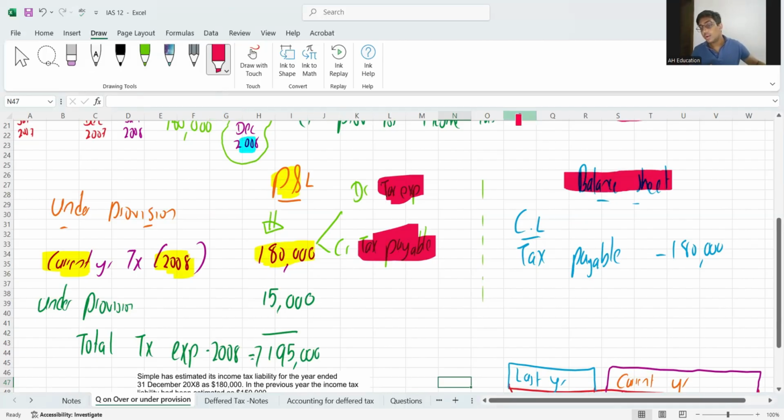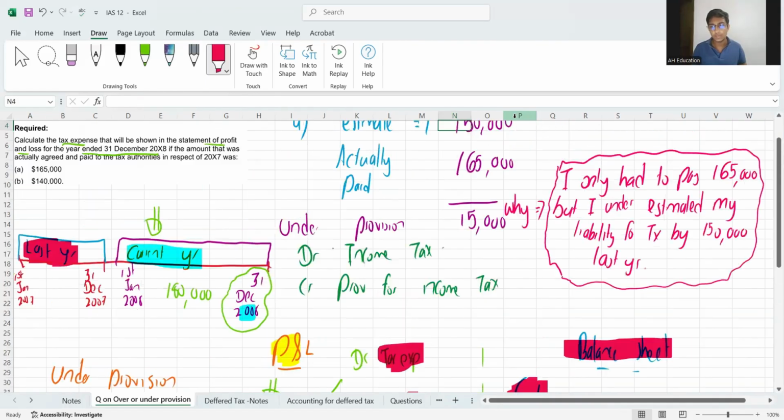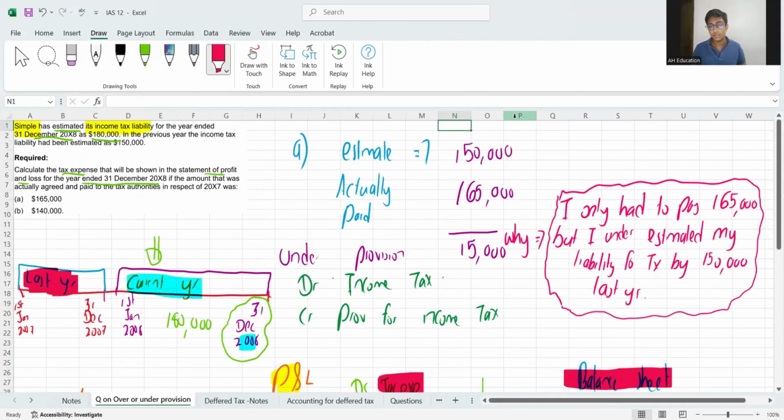So go to your balance sheet. Under the balance sheet, under the current liability heading, you can credit 180,000. So your current year provision's double entry would be debit income taxes and credit your tax payable account. Simple as it is in your current year. Now, our content for today is to learn what is over provision or under provision.